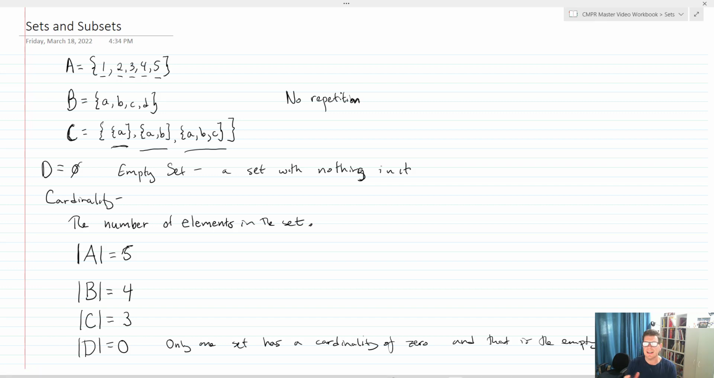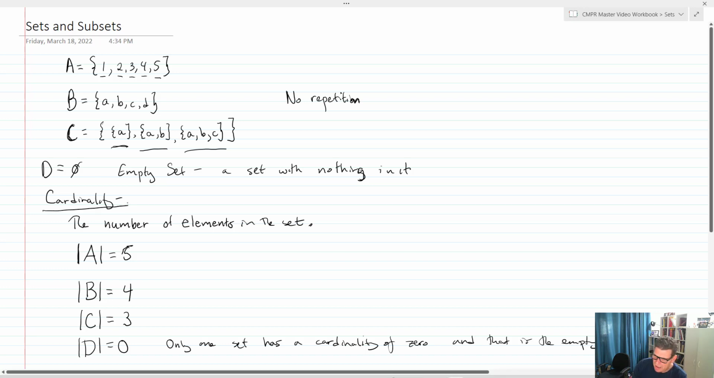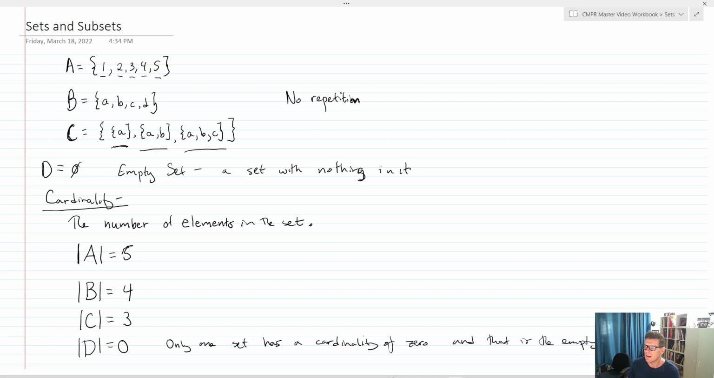So we've got some key ideas. We've got a set, which is a group of elements without any repetition in it. There's something called the empty set, that is a set with nothing in it. And then we have this key idea of cardinality, and that is when we count up the number of elements within the set. So now let's look at some big important sets that we have, and these are sets of numbers that we use a lot inside of discrete math.